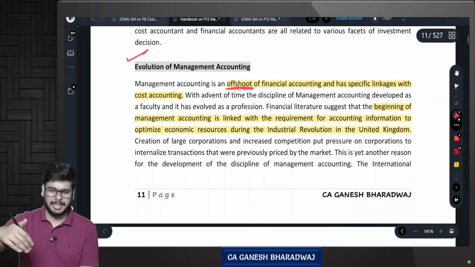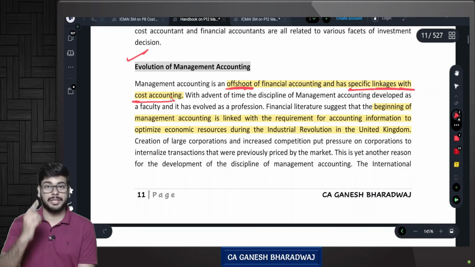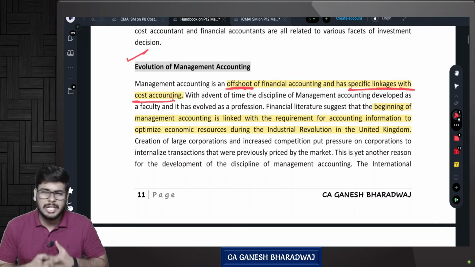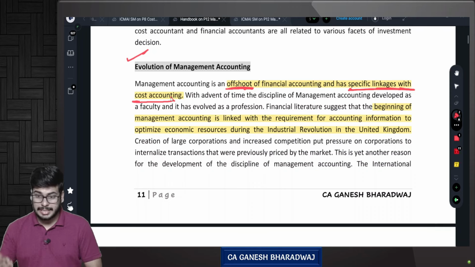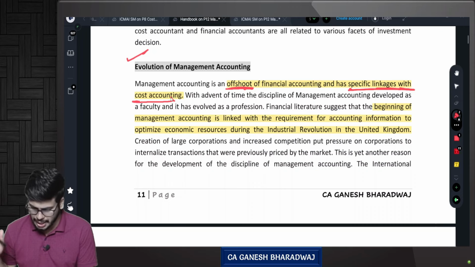It's a product. It has come only from financial accounting, and it has specific linkages with cost accounting. This is why I said it is highly interlinked with cost accounting. Look, it's there in the study material itself. All these wordings are study material wordings. I have not changed anything.